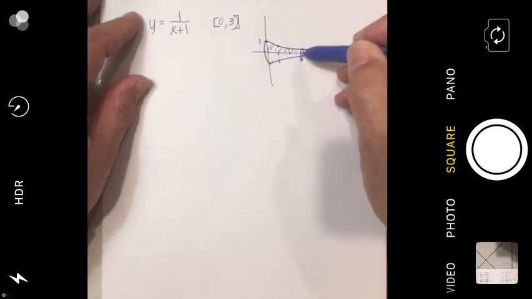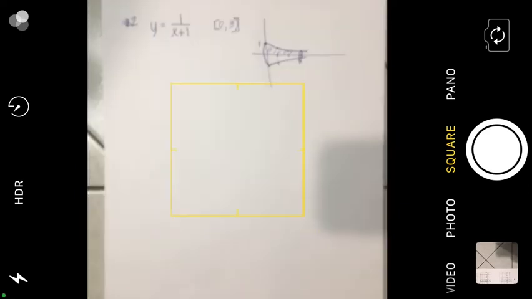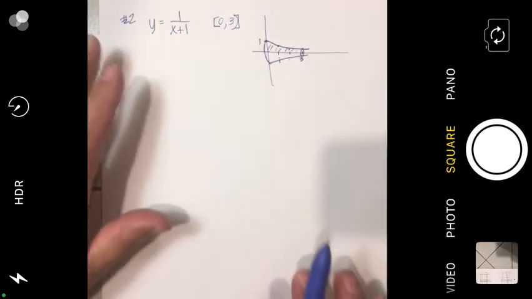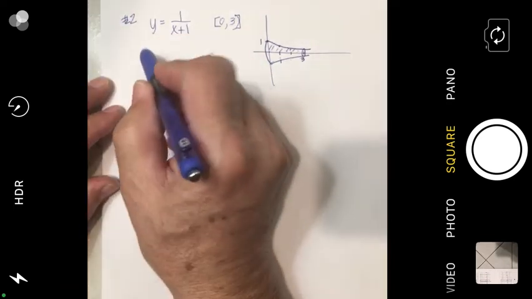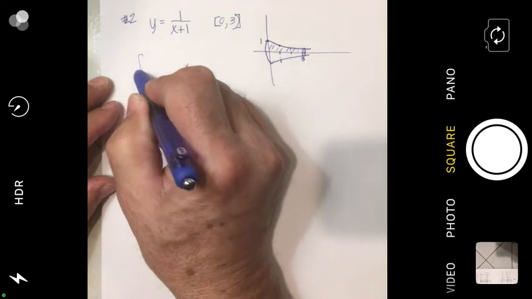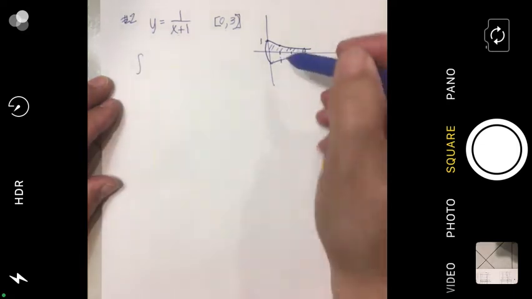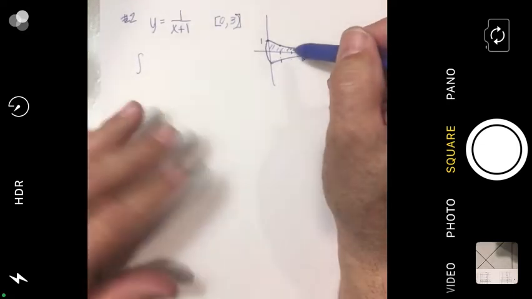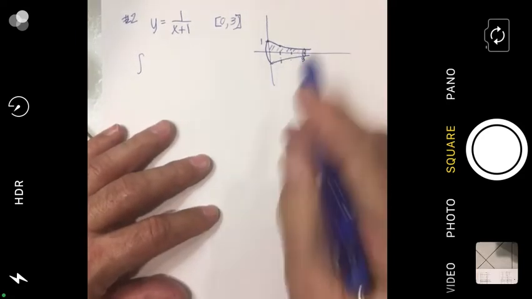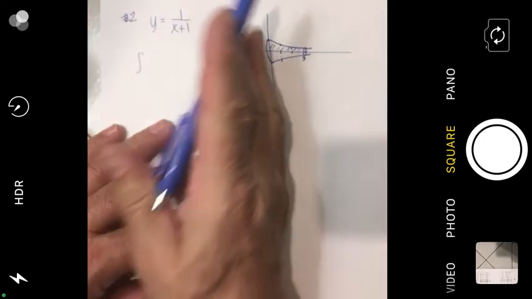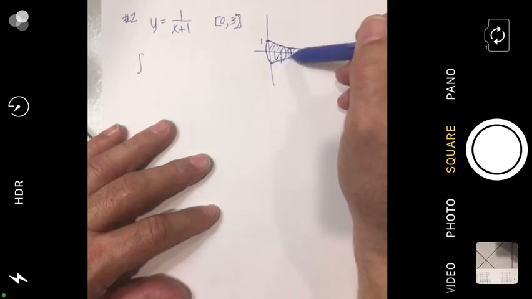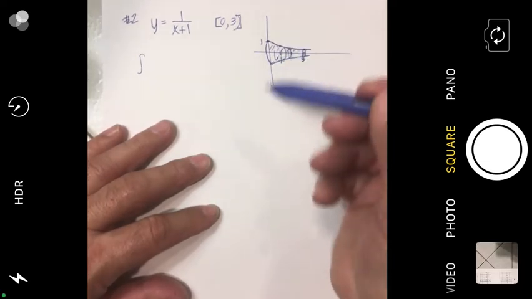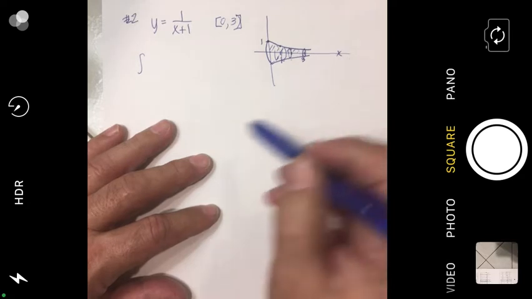Since it's going this way, and there's no hole in it, a disk method would probably be the best method. Now remember the disk method is an integral of the, let's slow down here. This thing is a round thing, so every time I slice it, I'm going to get a circle, because it's revolved around the x-axis.